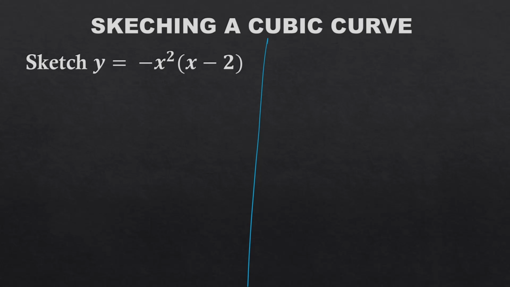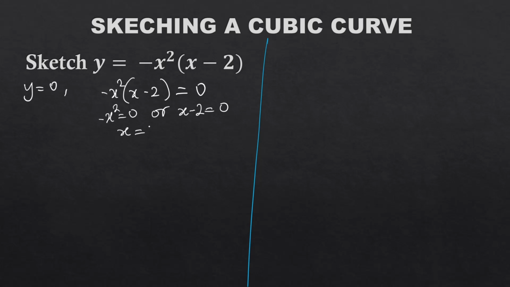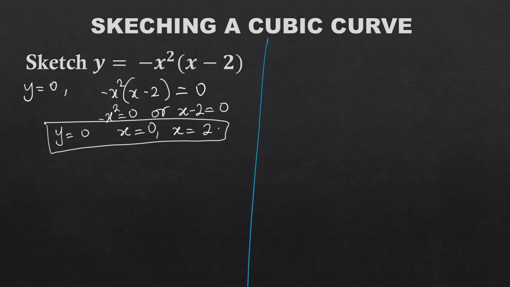Now, what I will do is, first of all, I will say when y is 0, what is my x? So this is going to be minus x squared bracket x minus 2 equal to 0. So we have that minus x squared is equal to 0, or x minus 2 is equal to 0. That means x is equal to 0 or x is equal to 2. Then y is equal to 0. These are my points on the Cartesian plane. Another thing, if x is 0, what is my y? Y should also be 0 because everything is going to be 0.